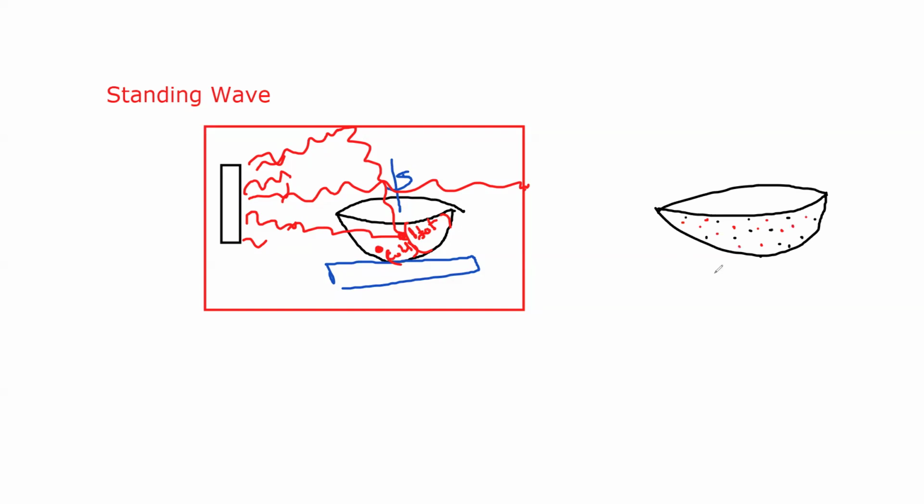So if there was no turntable, then what will happen? Some part of the food will be hot because of the constructive interference of the waves, and some part of the food will be cold because of the destructive interference of the waves. So how can it be balanced? That's why there is a turntable which rotates the food continuously.